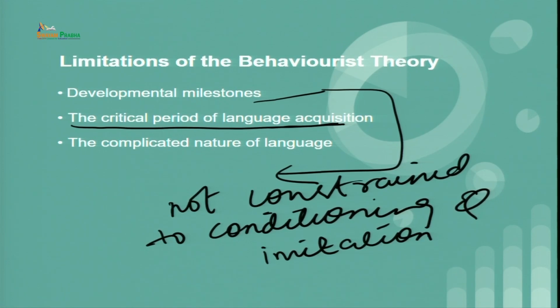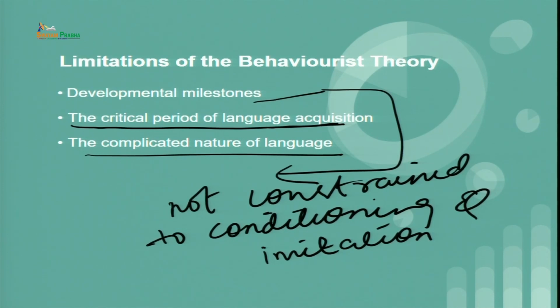Now the other point is the complicated nature of language. It has also been argued that language and its development are simply too complicated to be taught sufficiently through reinforcement alone, and children learn grammatical rules and patterns seemingly independently of positive or negative reinforcement.